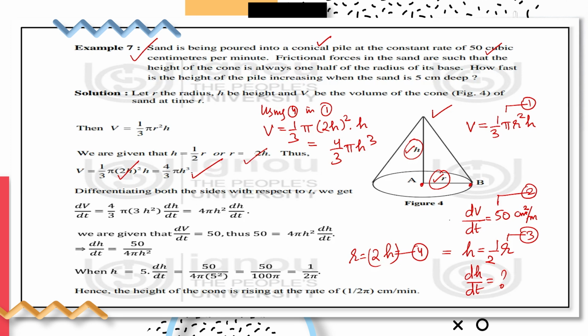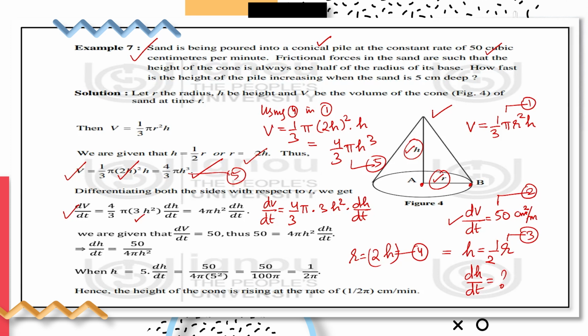Now dV by dt is given to be 50 centimeter cube per minute. So we need to differentiate this volume expression, 4/3 pi h cube, which is equation number 5, with respect to time. By differentiating and following the formula d by dx of x to the power n is n x to the power n minus 1, you will get the solution. dV by dt will be equal to 4/3 pi into 3h square into dH by dt.